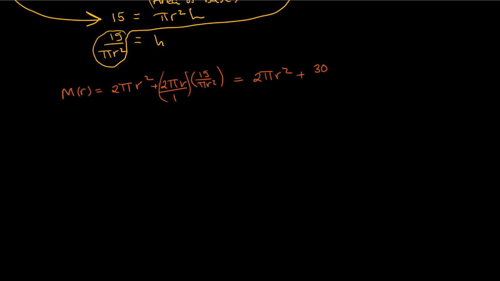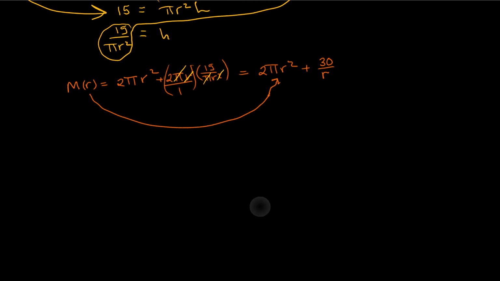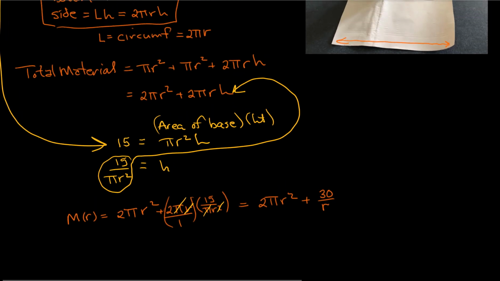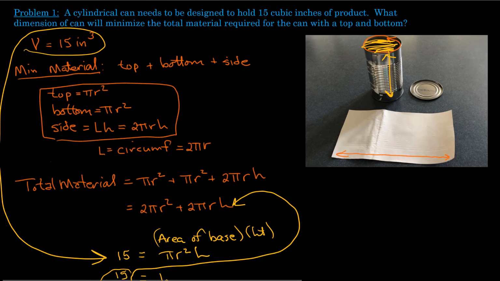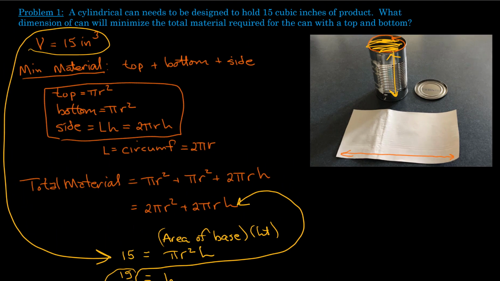We will have some things that cancel. For example, the pi in the numerator and the pi in the denominator cancel. The r cancels with one of the r's down in the denominator, and this leaves us with over r. So this second term simplifies to be 30 over r. Notice the only variable now is r, so I can list m of r as the only variable. Okay, this is probably the trickiest part of the whole problem, coming up with an equation that describes the material needed to build the can.